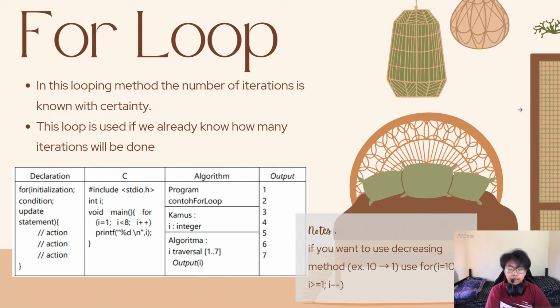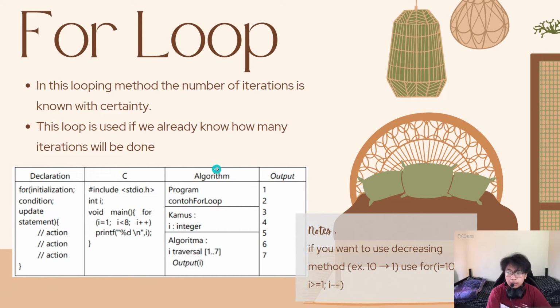Okay, next we will discuss the for loop. The for loop is a loop in which the number of iterations is known with certainty. This loop is used if we already know how many iterations will be done.